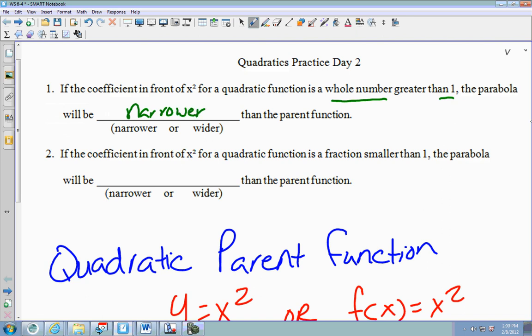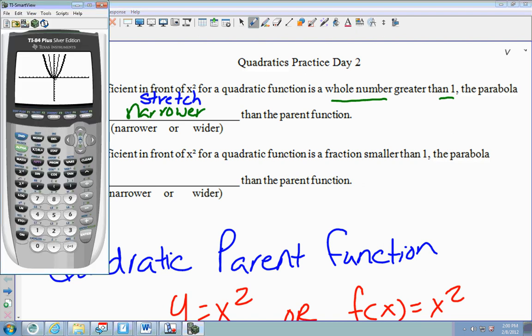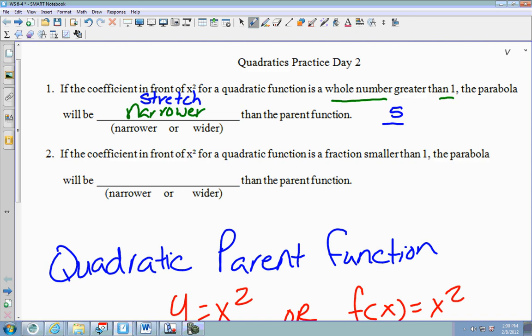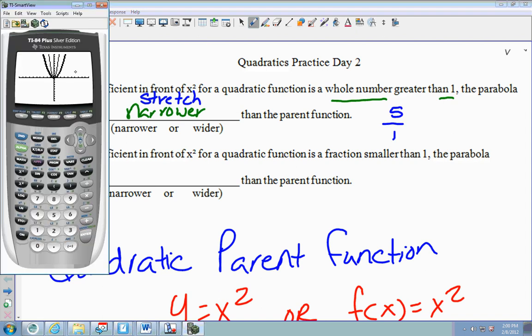Now, when it's narrower, what it's actually doing is a stretch. I compare it to pulling a marshmallow. If the parent function was a marshmallow, and we pulled it up, it would make it narrower. The reason why it's narrower if it's greater than 1, for example the coefficient is 5 over 1, means from this 0, 0, I'm going up 5 and over 1. Well, the parent function coefficient is just a 1, where you go up 1 and over 1. So in this case, I'm going up more than I am over. That's what's causing it to be narrow.